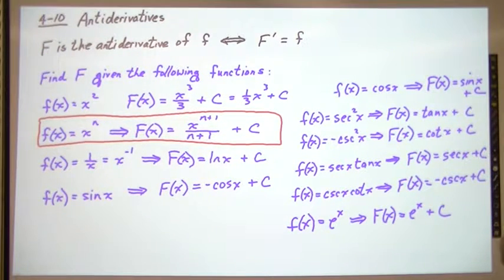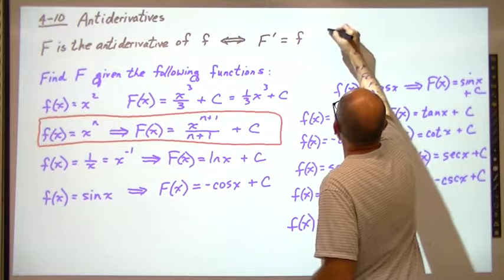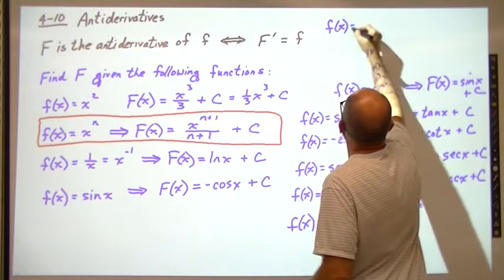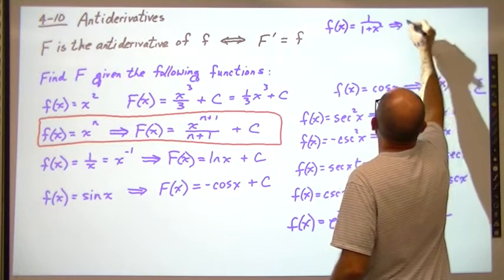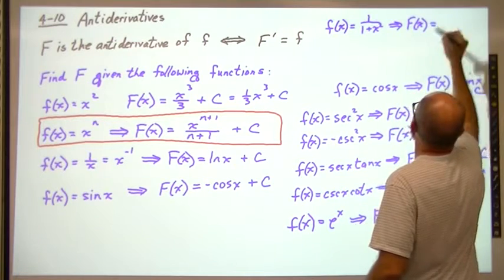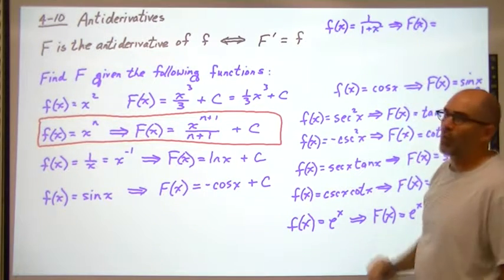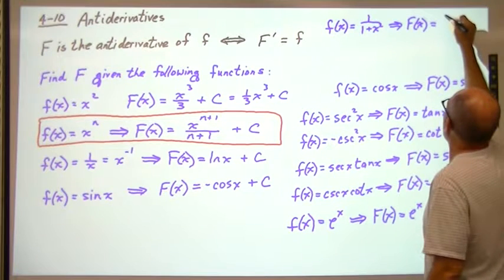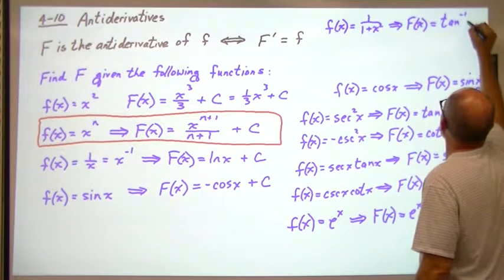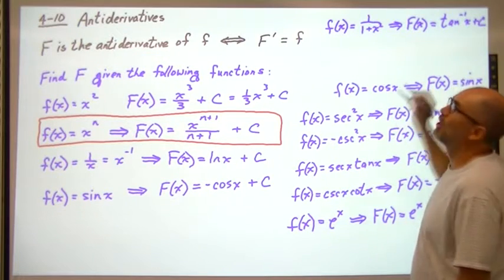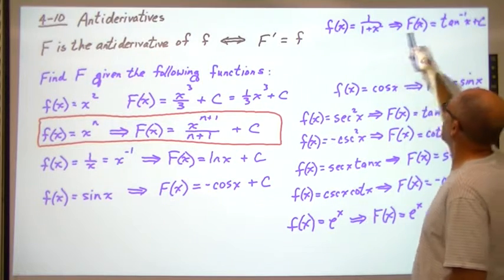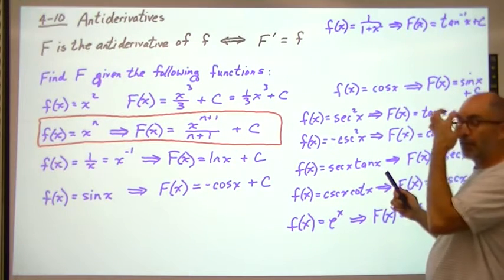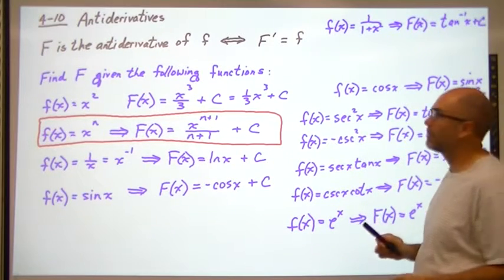If the original function f of x is 1 over 1 plus x squared, what is the antiderivative? In other words, what function gives us a derivative of 1 over 1 plus x squared? Inverse tangent x. And that's going to be hugely important. When you see the function 1 over 1 plus x squared, the antiderivative is going to be inverse tangent x.